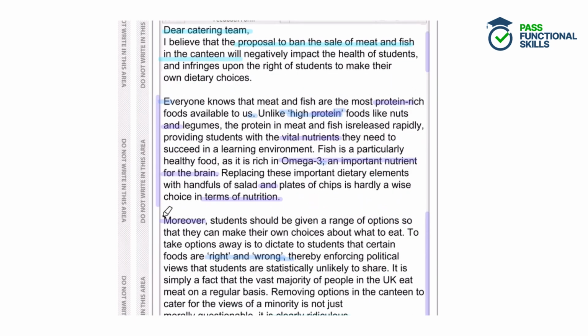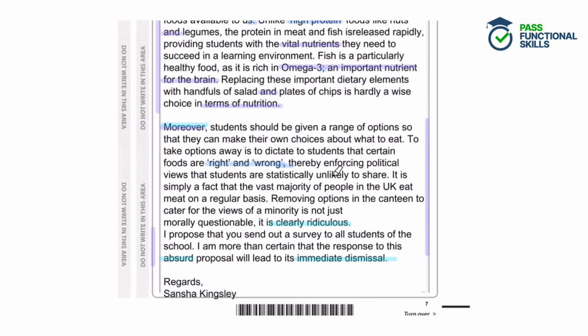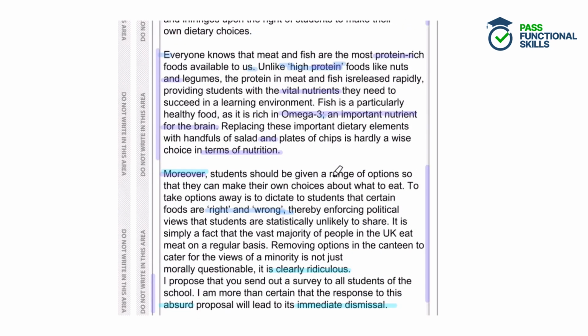So for example, we have sophisticated words like "moreover", and the answer has been written in standard English with no slang or contractions throughout. We're speaking to a professional group of people that we don't know well, so we need to make sure that we are remaining formal throughout the answer, and this does this really effectively.